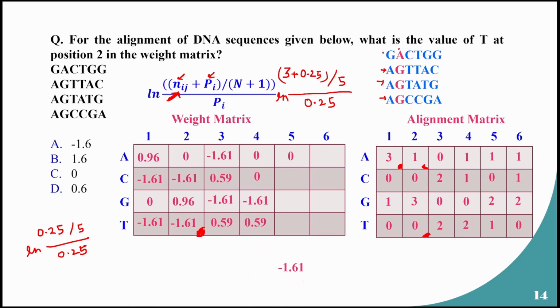So here, I think the answer should have been minus 1.6. It's close to minus 1.61. So that's how you calculate the formula for a weight matrix. Remember how you calculate the alignment matrix, and then just remember this weight matrix formula. That's the takeaway.